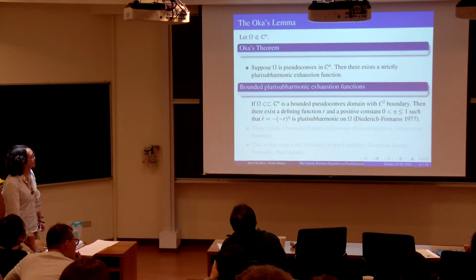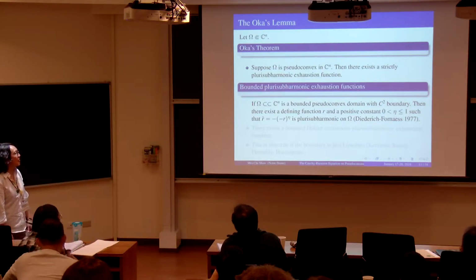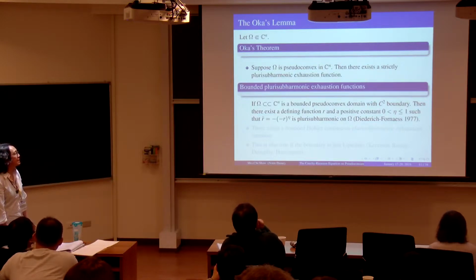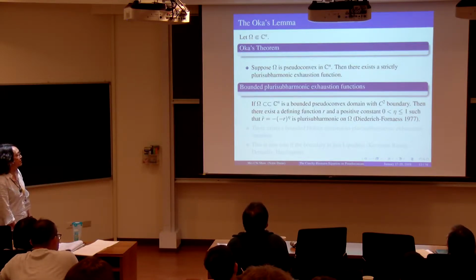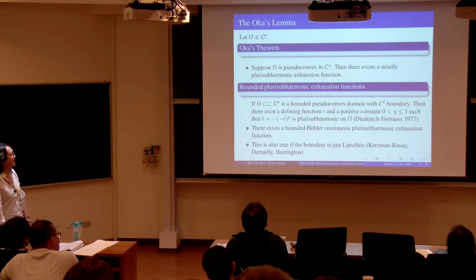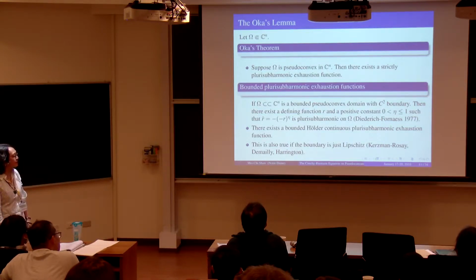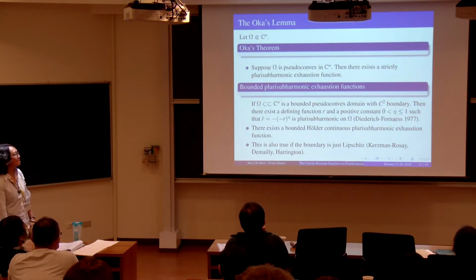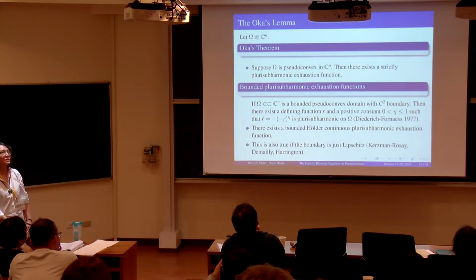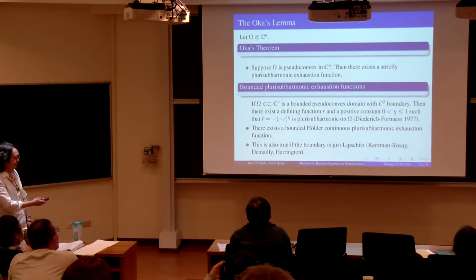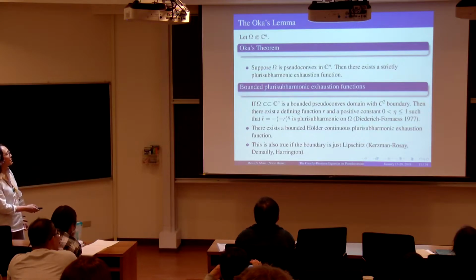It was proved by Diederich and Fornaess more than 40 years ago. Then there exists a Hölder continuous defining function, which is plurisubharmonic. So this is the first result. In fact, this has been extended to just a Lipschitz domain. It was first done by Kerzman-Rosay, and then for C1 domains, and then Mei-Chi for Lipschitz domains with a continuous bounded exhaustion function. And my former student Harrington showed that actually one has a Hölder continuous exhaustion function. So this is the bounded plurisubharmonic exhaustion function.